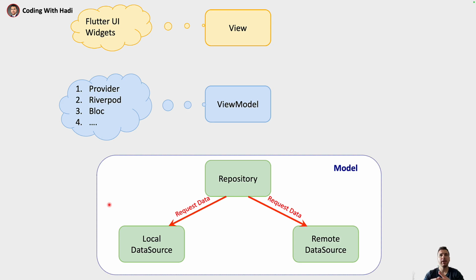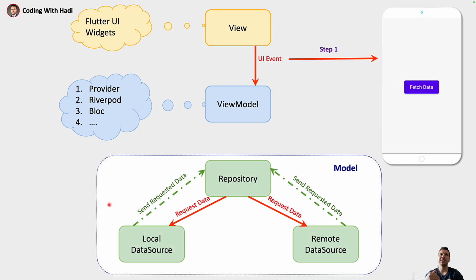So what happens here is that the repository will request the data, then the local database or the API service will return the data, or it will throw an error. And we will know, of course. So let's go higher and try to understand how this architecture works exactly.